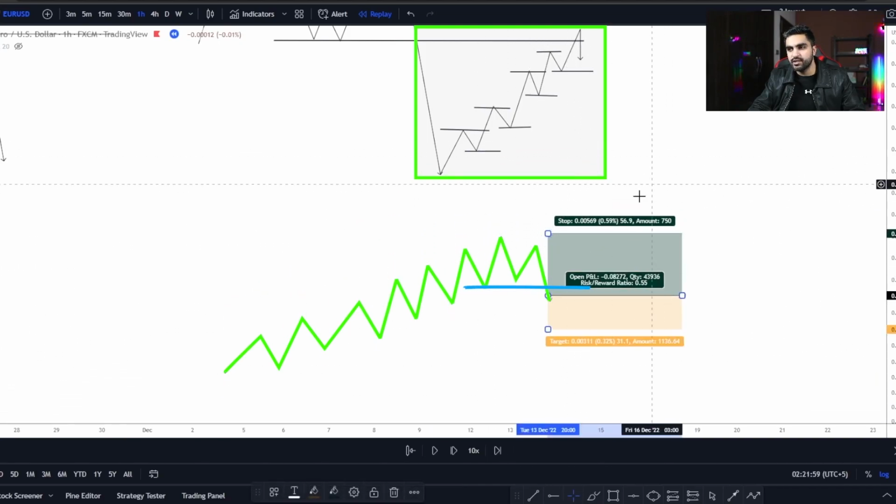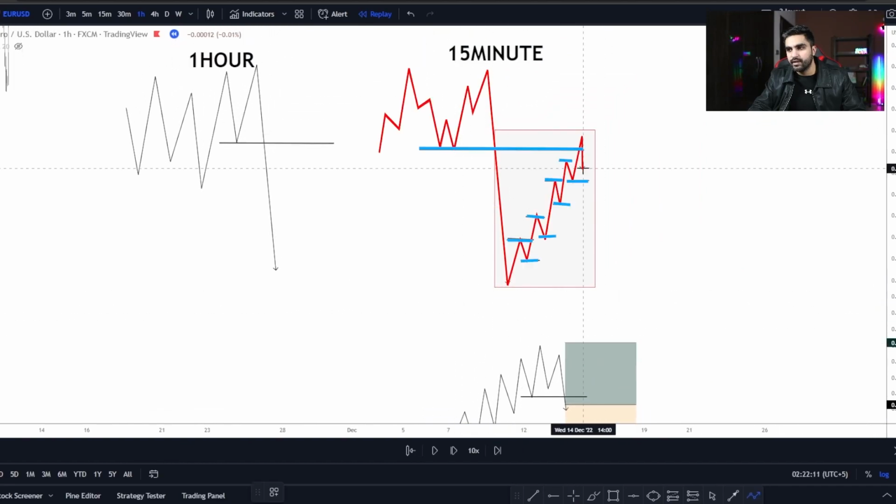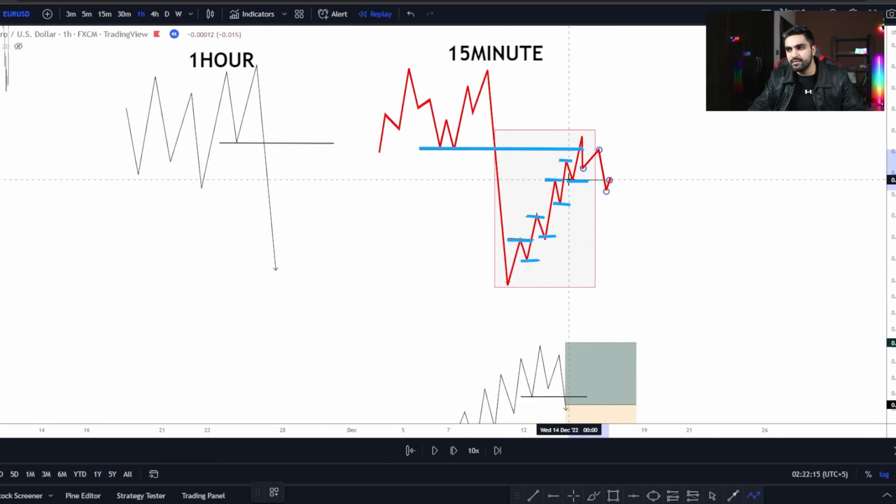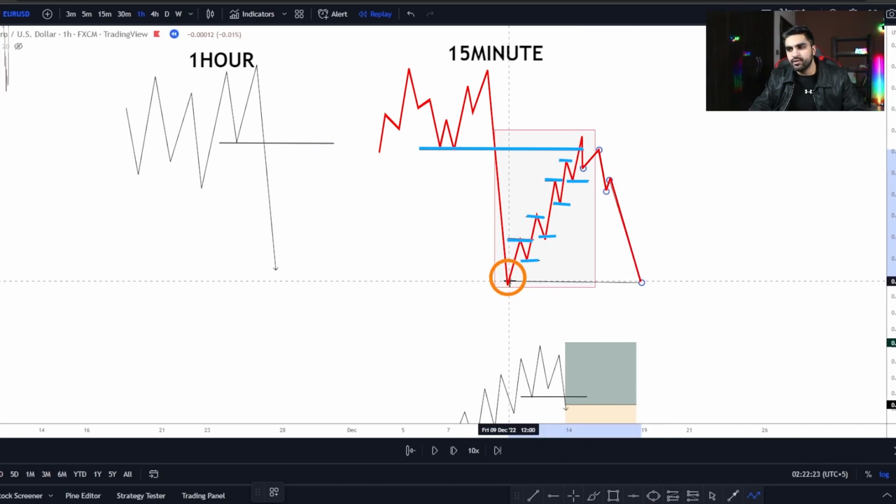place your stops above this rejection and your target at the lower low, and it's going to look like this on the 15-minute time frame. Just wait until the market breaks the previous support level, take the trade, target the recent low, and put your stop loss just above the rejection.